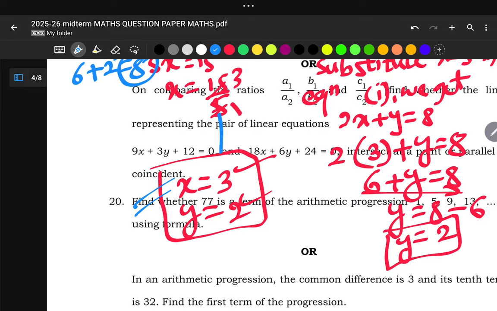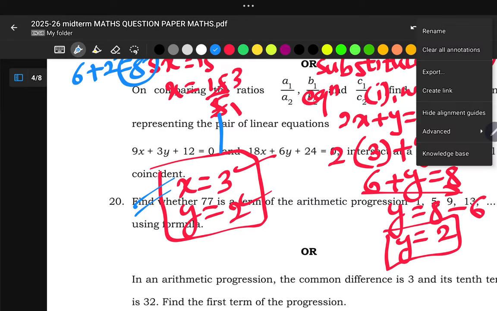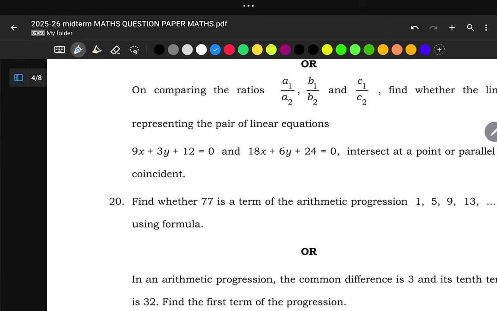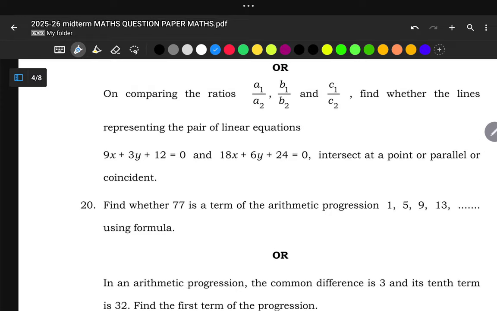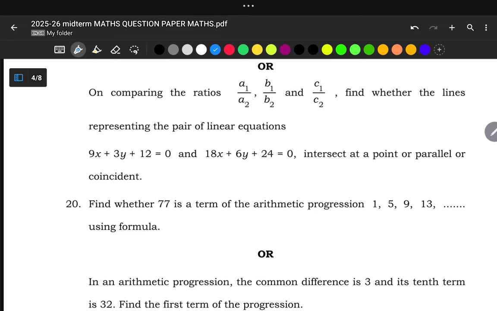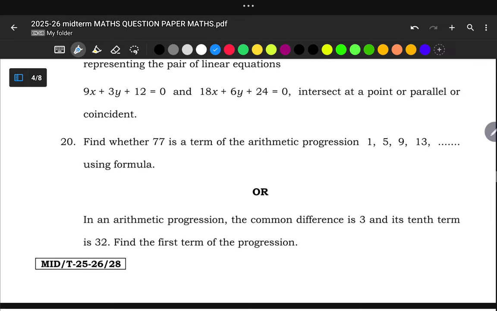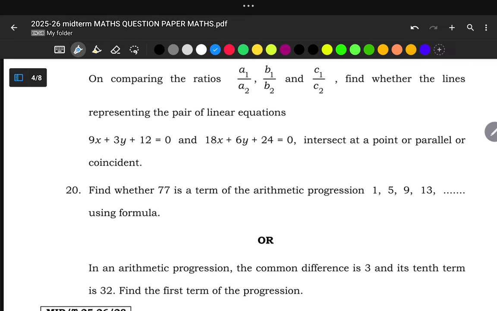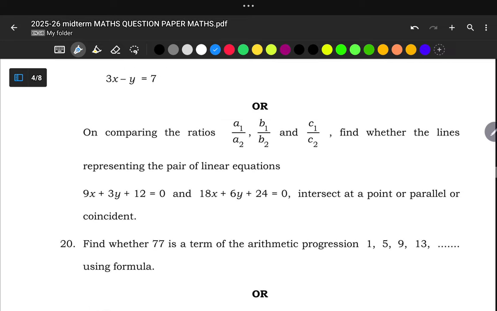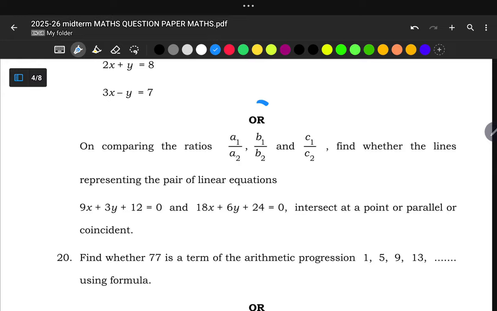If you know the concept, you are able to answer easily whatever questions are asked in the examination. Let's see our question.